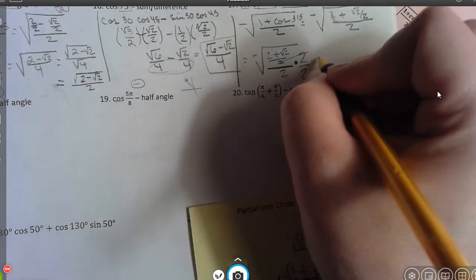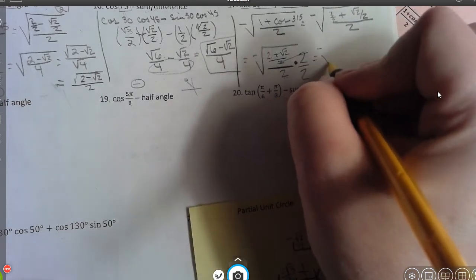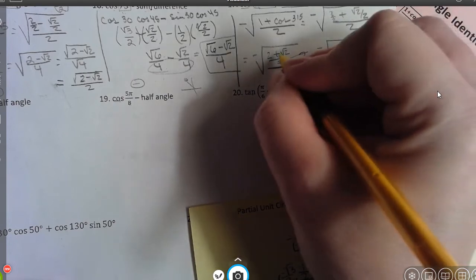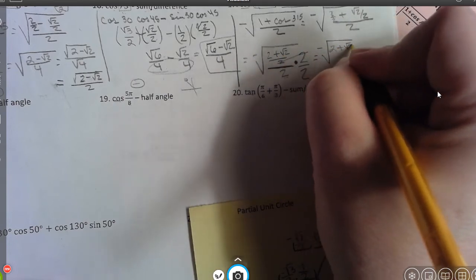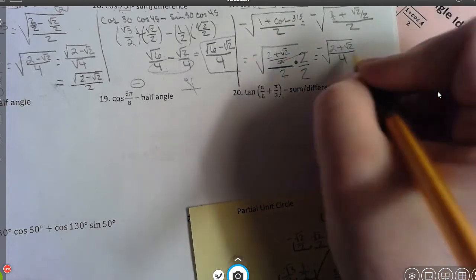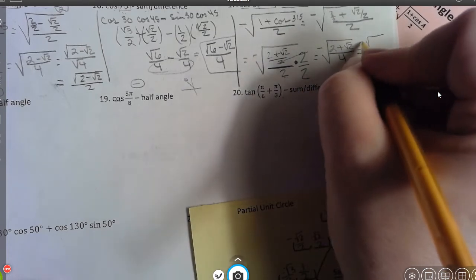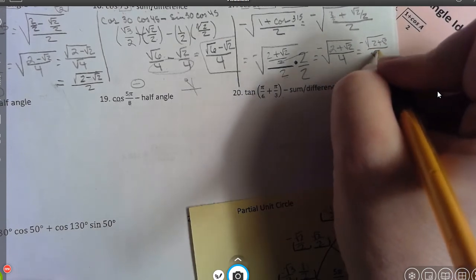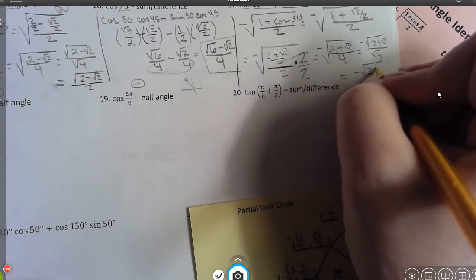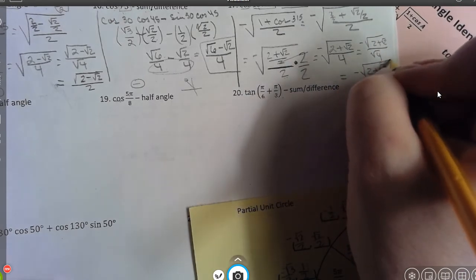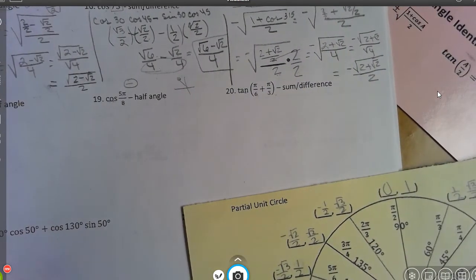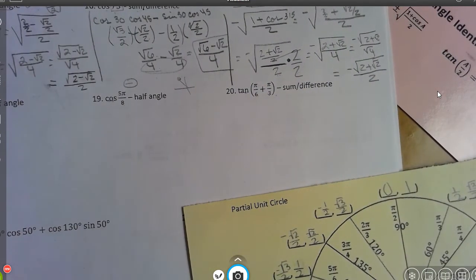This 2 down here becomes 4. So this is negative root, this is just going to be 2 plus the root of 2 all over 4. And this is where it splits on the top, 2 plus the root of 2 over the root of 4, which is equal to the negative 2 plus the root of 2 all over 2. Okay, so that square root has to get off the bottom.